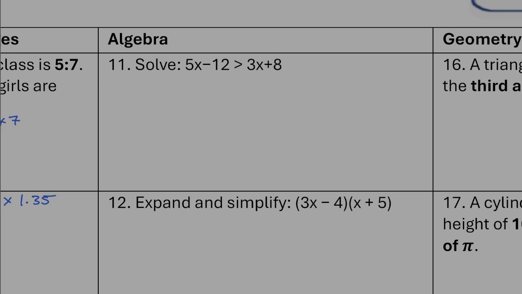So the left-hand side has, so I'm going to start by minusing 3x from both sides. That would give me then 2x minus 12 is greater than 8. Second step, then I want to get rid of the minus 12, so I'm going to add 12 on both sides. So that gives me 2x is greater than 20. And then finally, if I divide both sides by 2, I get x is greater than 10.